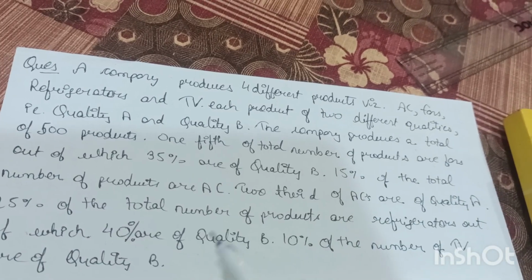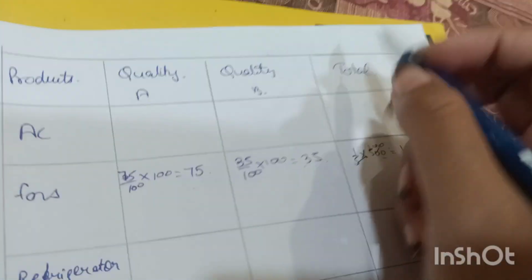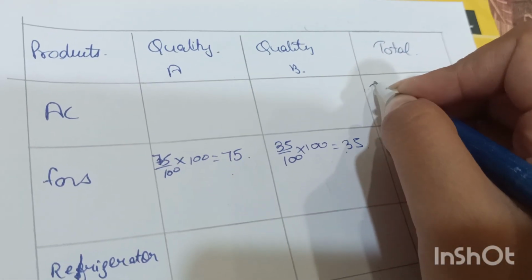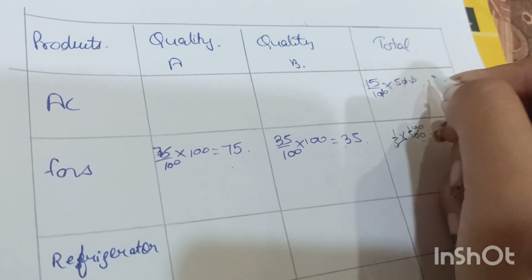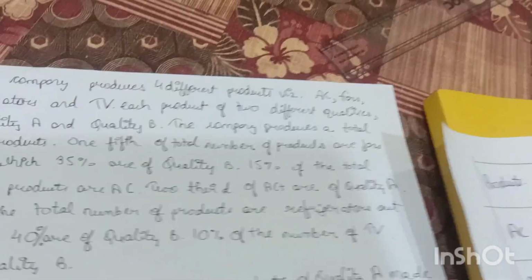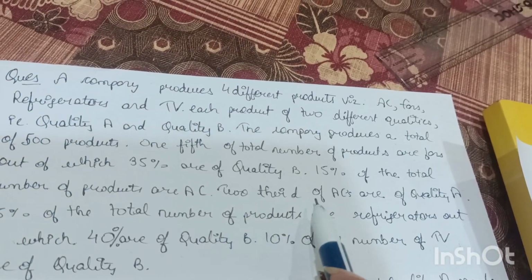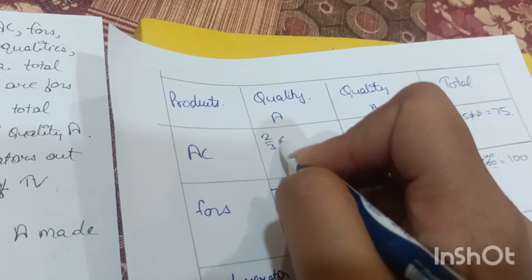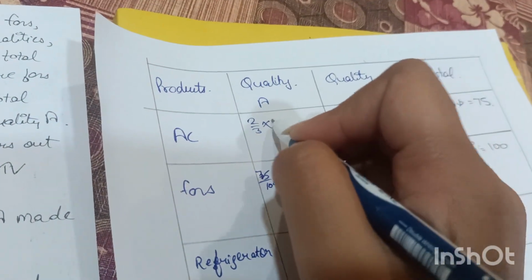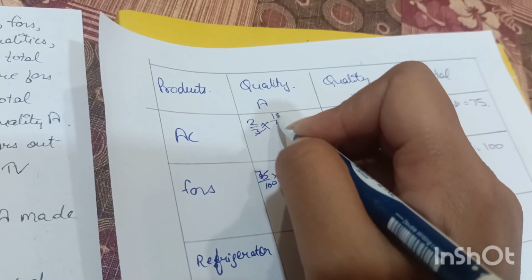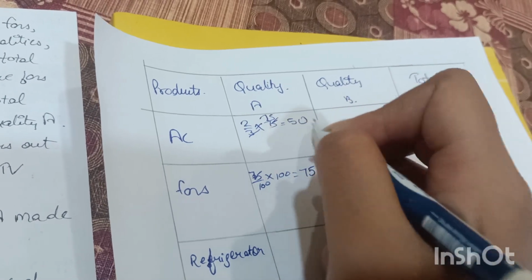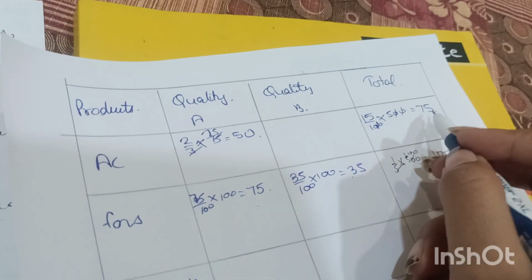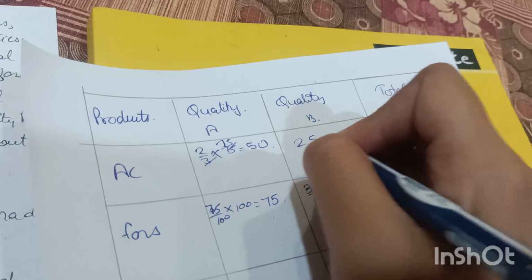15% of the total products are AC. So 15 upon 100 into 500 total. So you'll get the value as 75. Then 2/3 of the AC is of quality A. So 2/3 of the AC 75, you'll get 50. 75 minus 50 is 25.